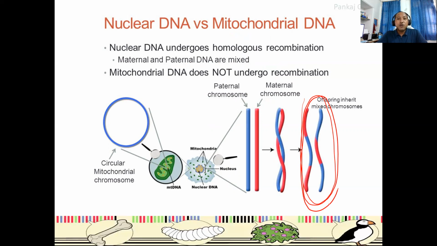But mitochondrial DNA does not undergo recombination. Same is the case for your chloroplast DNA. Chloroplast DNA also does not undergo recombination. As a result, chloroplast and mitochondrial DNA are more conserved, and that is why they are used in DNA barcoding. Okay.